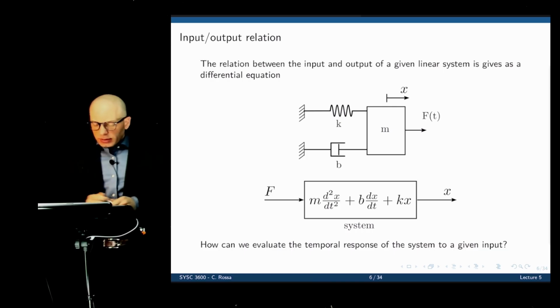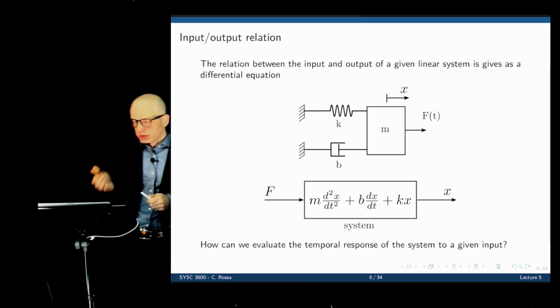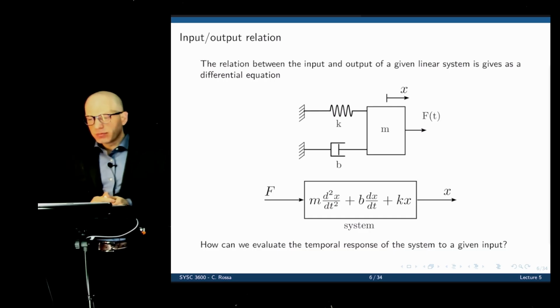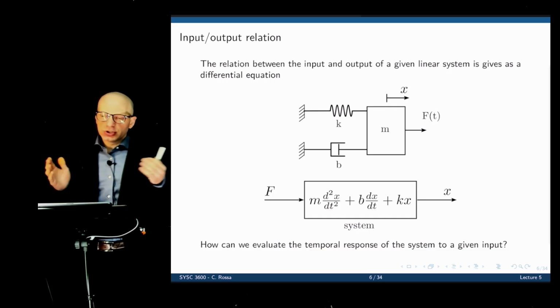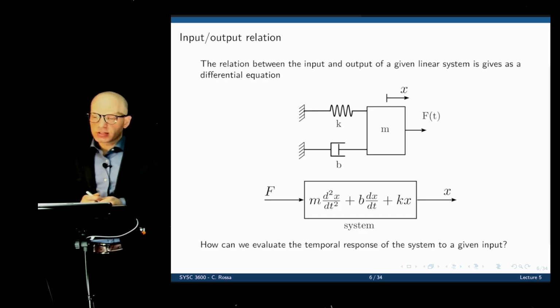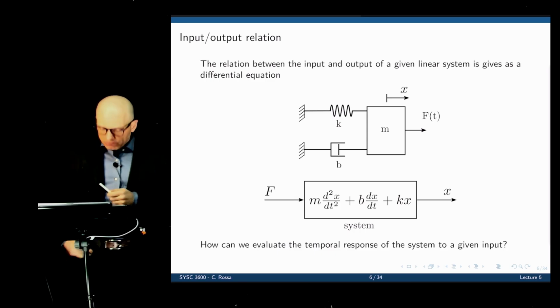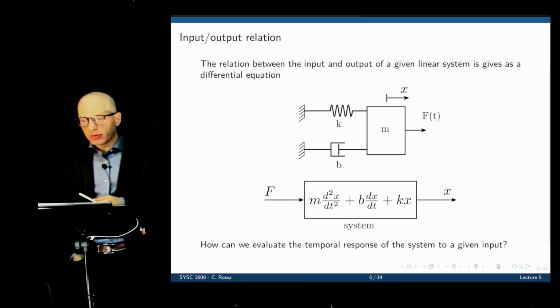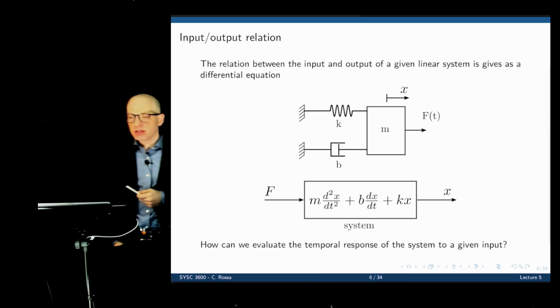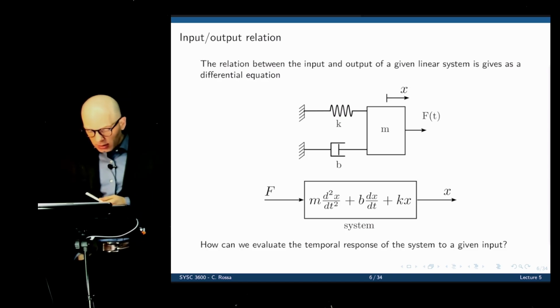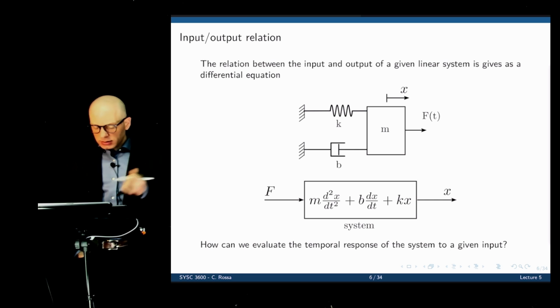Okay, so ultimately what we want to do is to calculate the output of a system. Consider here the mass spring damper system. If we model the relation between force and displacement in this mass spring damper system, we'll have a model such as this one, mx double dot plus bx dot plus kx. Now, you notice here that x is the displacement, and you have the first and second derivative of it.